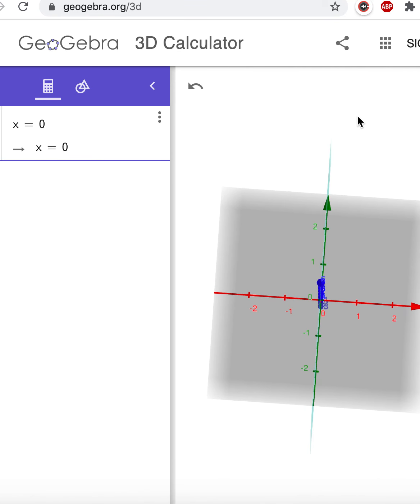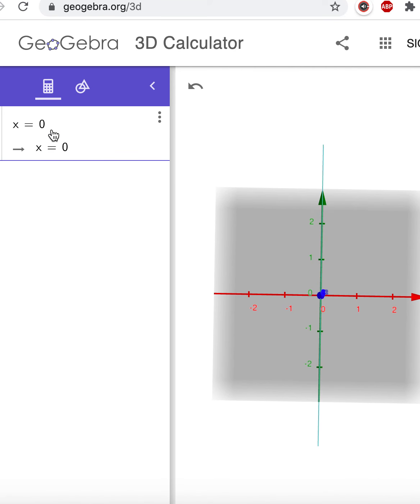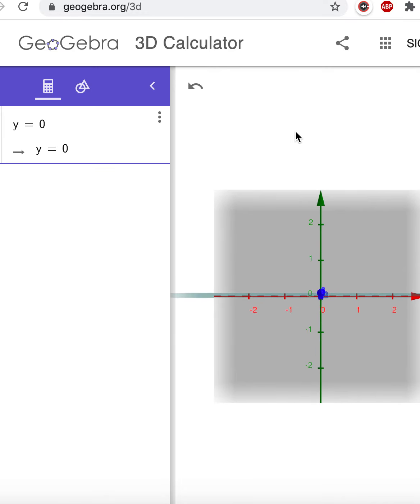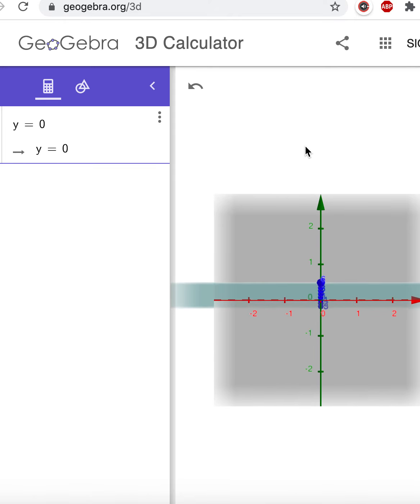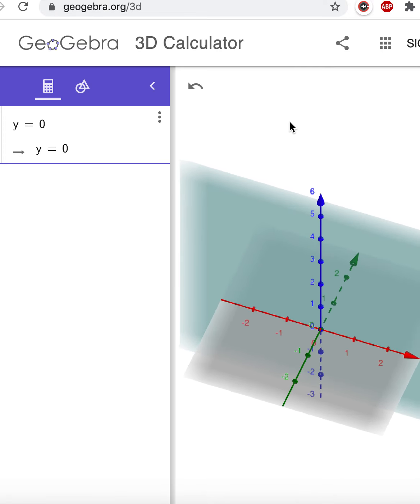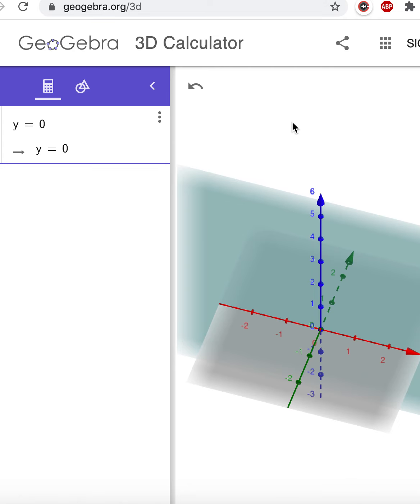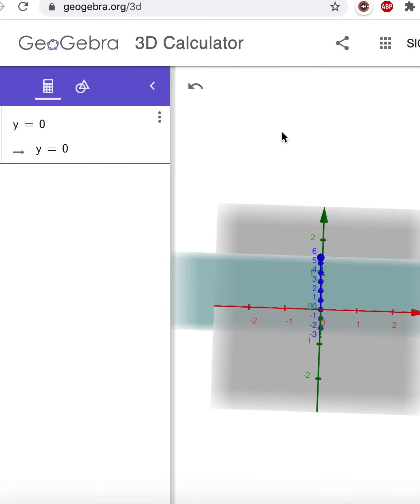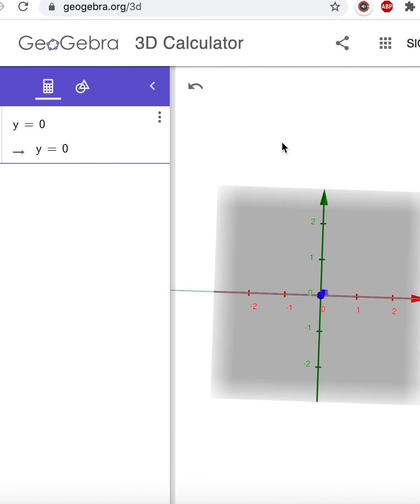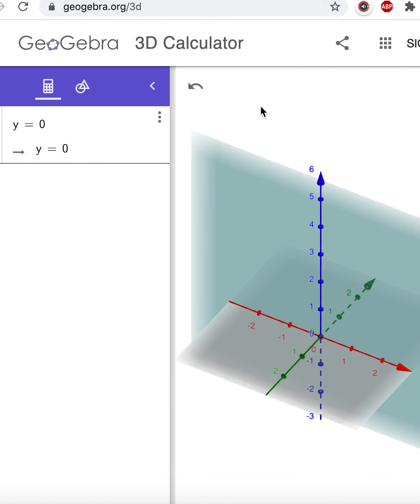Let's try the familiar y equals 0 and see what that's like. Now we have what in two dimensions would be a horizontal line, but in three dimensions, it's a plane that intersects the z-axis, and it also intersects the x-axis. But the y is fixed, so none of the points can have any variation in the y direction. All right, so that's just a little introduction to this. You can play around with it yourself and get the hang of it.